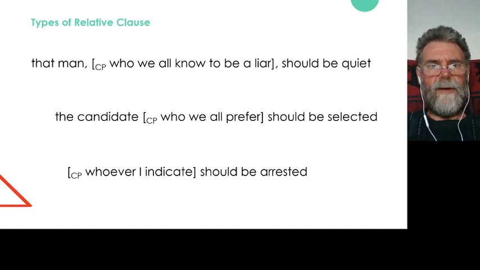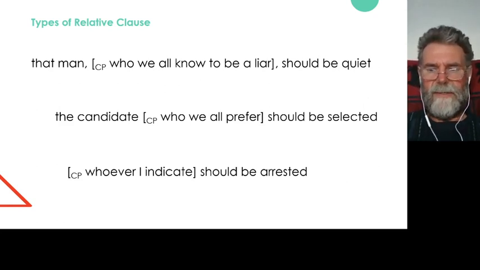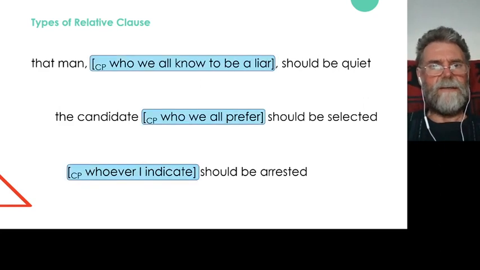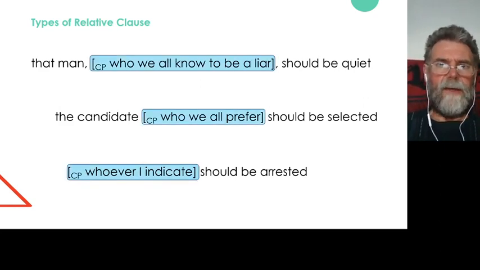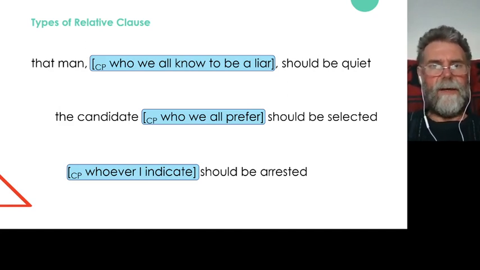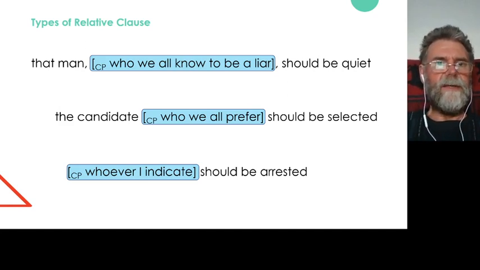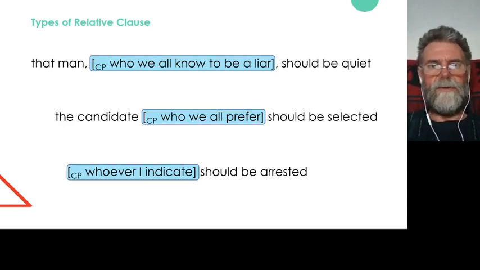First of all, let's start by having a look at what kinds of things are relative clauses. There are three main types of relative clauses. Those are these CPs we see in these sentences. That man, who we all know to be a liar, should be quiet. The who we all know to be a liar is a relative clause of one type. Another type can be seen in the second sentence: the candidate who we all prefer should be selected. And the final type, in the third one: whoever I indicate should be arrested.